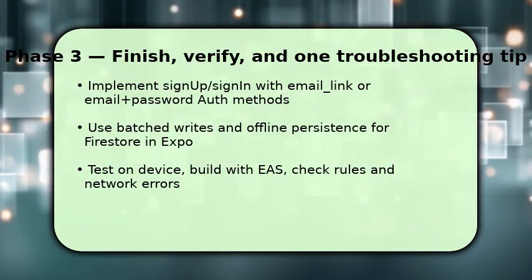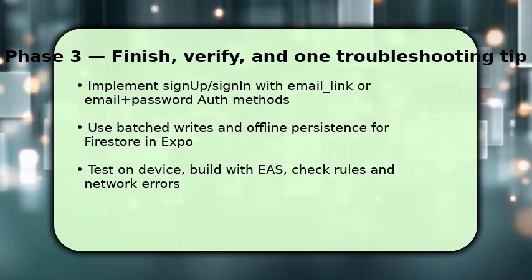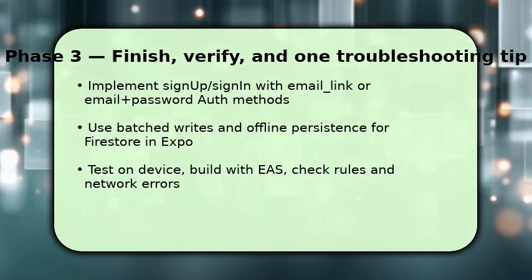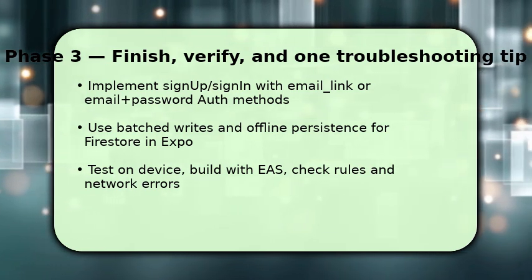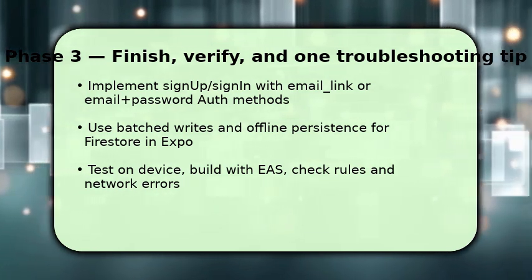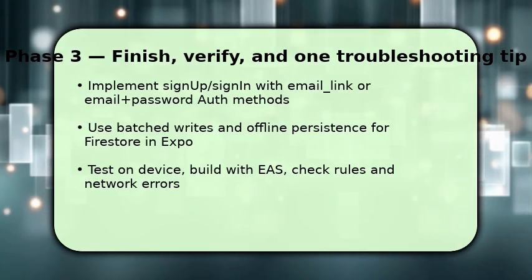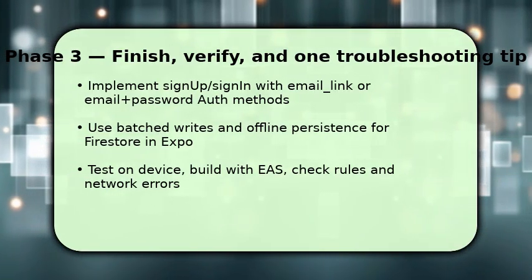Once done, test thoroughly on a physical device using Expo Go or a custom dev client, then build with EAS for production. If something breaks, check Firebase rules and network logs first. Most issues are misconfigured rules or wrong API keys.